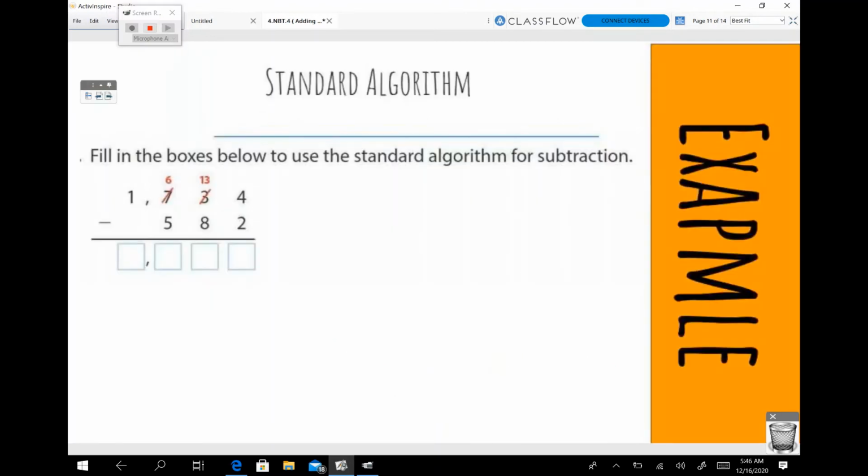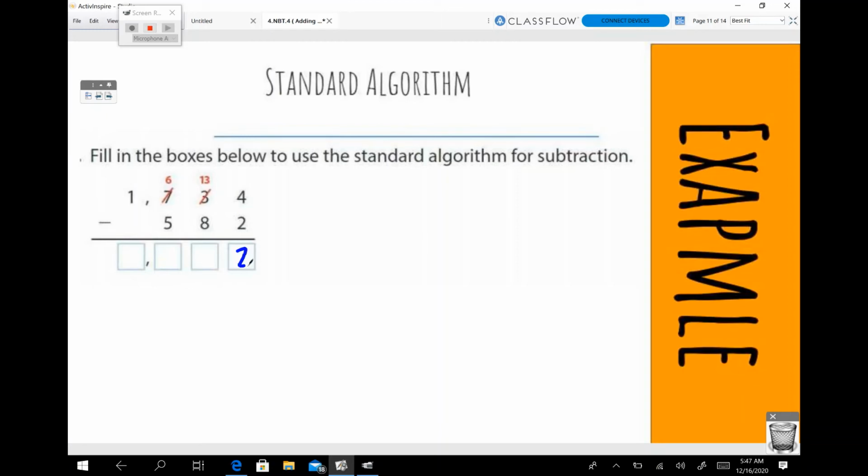All right, using the standard algorithm, we're going to fill in the boxes below to use the standard algorithm for subtraction. So what we have to do in this one, our boxes are only in our answer. So we're going to ask ourselves again, starting with the 1 column, 2 from 4.